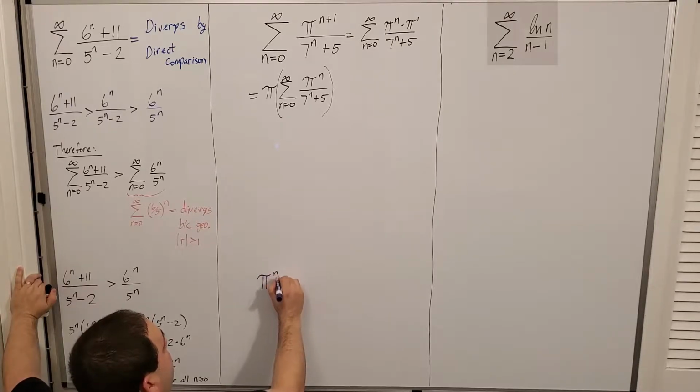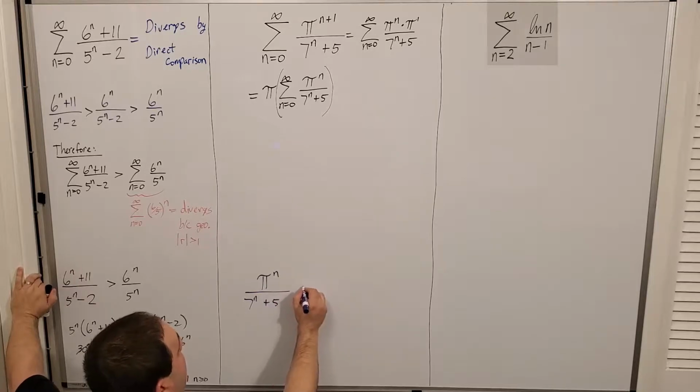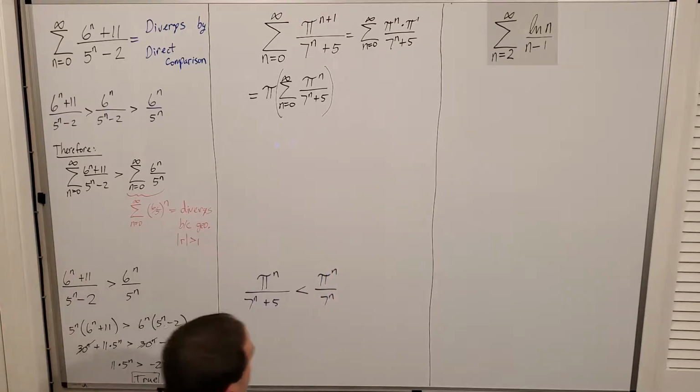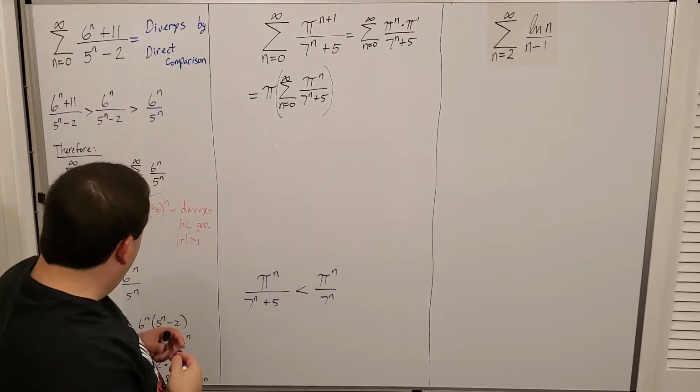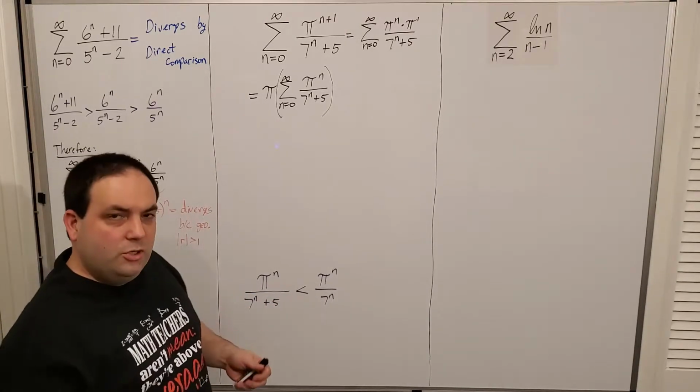Pi to the n over 7 to the n plus 5. And I want to show less than pi to the n over 7 to the n. Let's think about that for a second. Why do I want to do less than? This time I did greater than last time. Well, take a closer look.